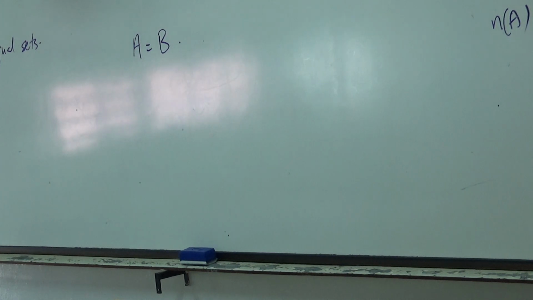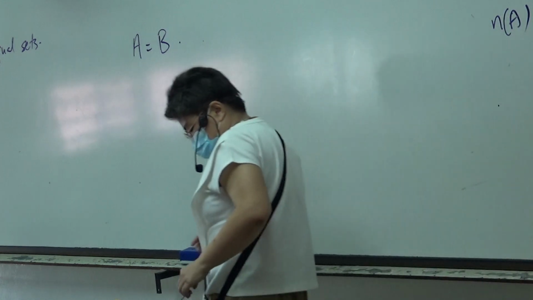For example, if A is 1, 2, 3, 4 and B is 2, 4, 1, 3, then all the elements of A and B are the same. That is, A equals B. Although the order of the elements is different in A and B. We also notice that if A equals B, then the number of elements in A equals the number of elements in B. Agree? Correct. Okay, let me give you another example.